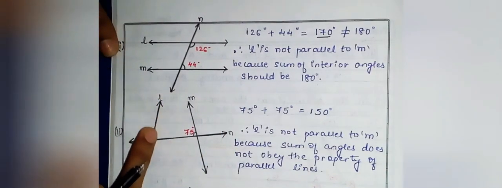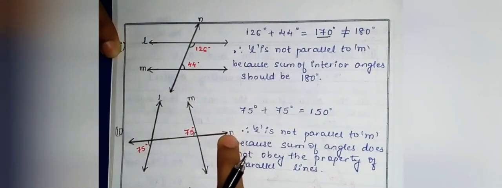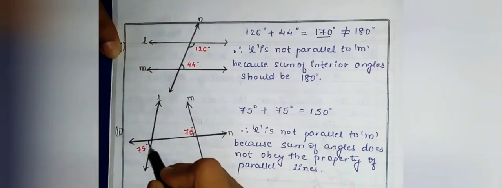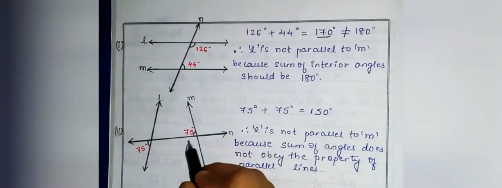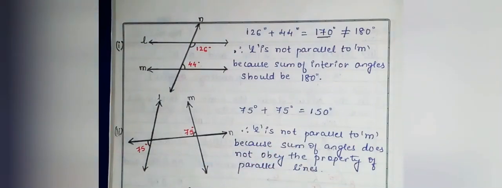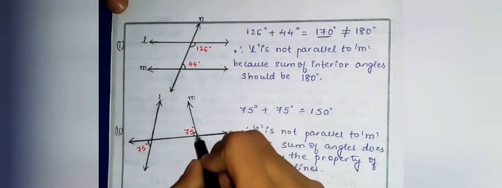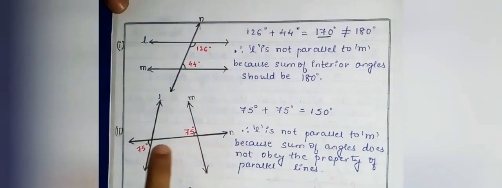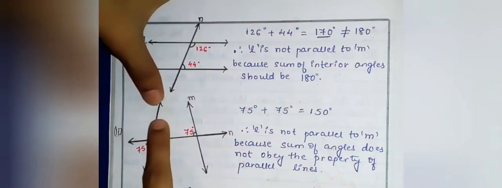So this is our line L and this is our line M. And this line is N. Third line N, this is the transversal. And this angle is given 75 degree and this angle is given 75 degree. Here this angle is given 75 degree and this angle is given 75 degree. These both are given 75 degree.